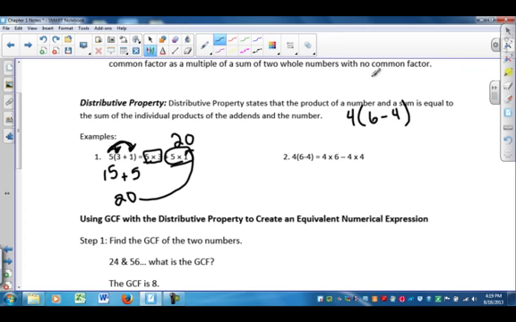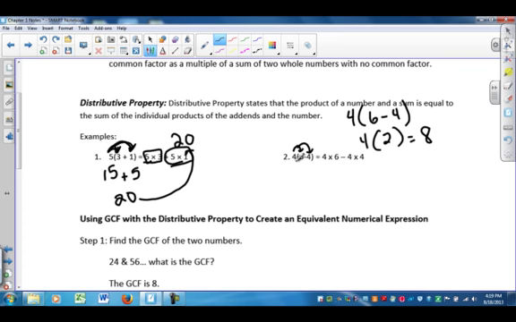You would do parentheses first. You'd get 2. And then you do 4 times 2 and you'd get 8. Okay, that's how you would have done it in 5th grade math, 4th grade math. But here we're going to do it a little bit differently. This is the distributive property way. You're going to multiply it by the terms in there.